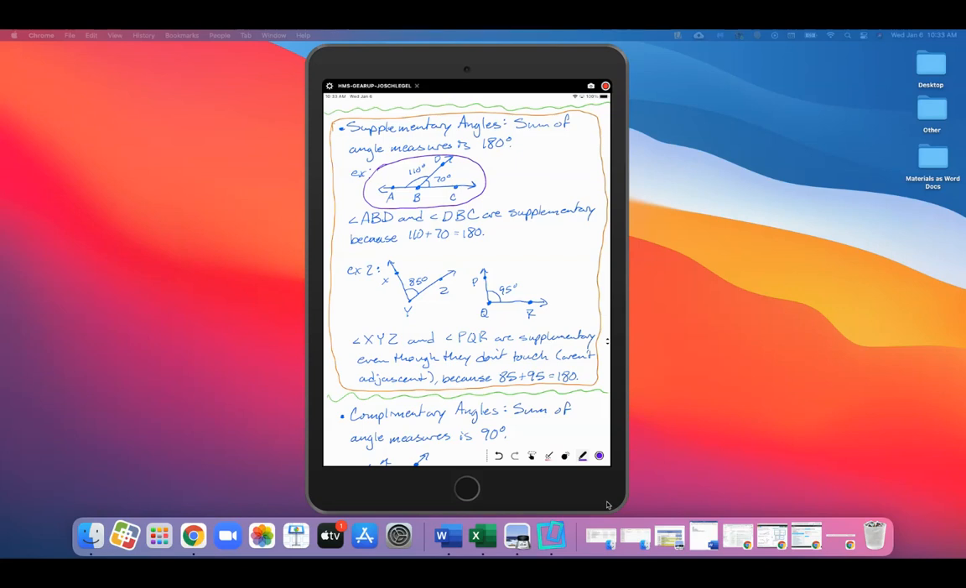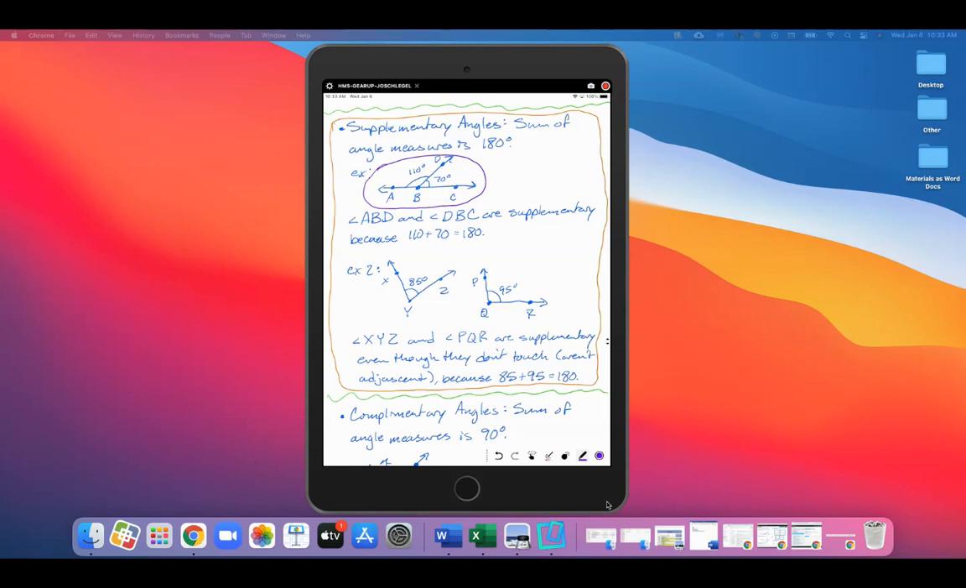You'll notice that those two angles are sort of stuck together. They share the vertex B and they share the side BD. So supplementary angles can be stuck together like that, or what we will call later adjacent. Being adjacent is sharing a vertex like vertex B and sharing a side like how it shares side BD. So supplementary angles can be adjacent or stuck together, and as long as their two angle measures add up to 180, they are supplementary.